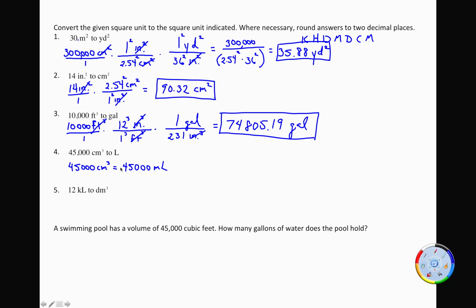Okay, starting at a milliliter, I want to go to a liter. So the only difference is that's now liters. Okay, so 3 places to the left. It's 45 liters. As simple as that.